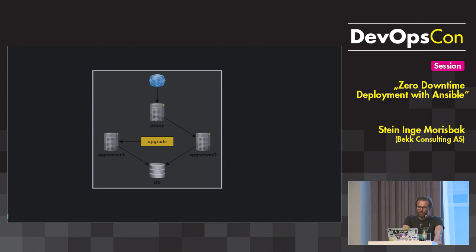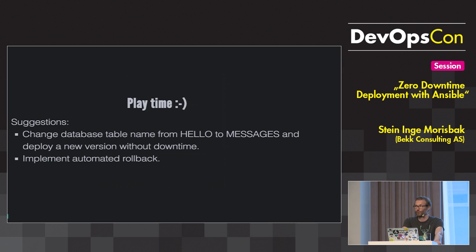So this is how you do it. This is our architecture. First of all, you do the pre-upgrade of the database. Both applications are compatible. And then you take the one app server out of the load balancer, and you upgrade that server with a new application. Then you point the load balancer to the new version of your application, and you upgrade the other. Finally, you do the post-upgrade. And now both applications are compatible with your database schema.